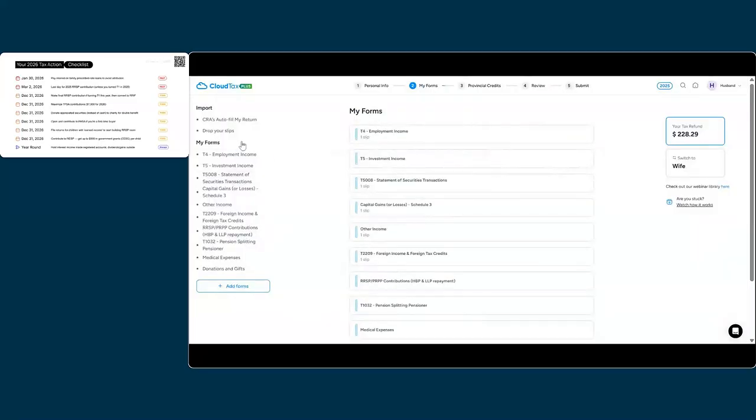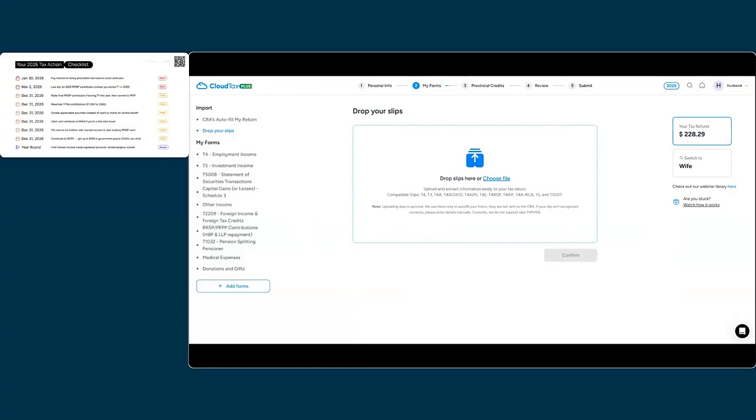The proper way and the faster way is to use the CRA autofill, and it will automatically import the data from your CRA account. If that didn't work, like maybe you want to file the tax a little bit early, or maybe you don't have all the slips, you can also use drop your slip. You can just upload the PDF document. The software will automatically read the slip and import the data.